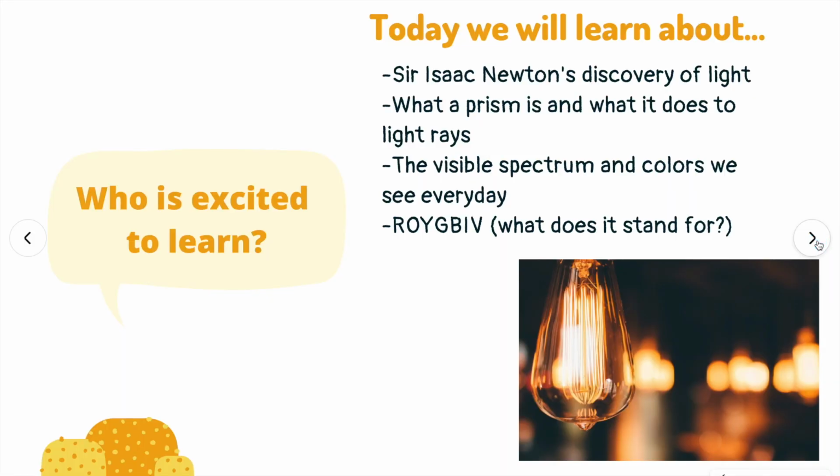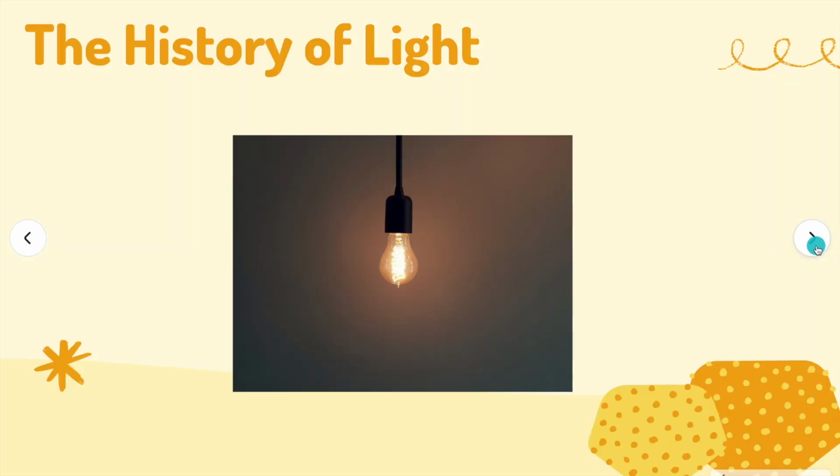Today we'll be learning about number 1, Sir Isaac Newton's discovery of light, number 2, what a prism is and what it does to light rays, number 3, the visible spectrum and colors we see every day, and lastly, we'll be learning about Roy G. Biv and what it stands for. So, who is excited to learn?